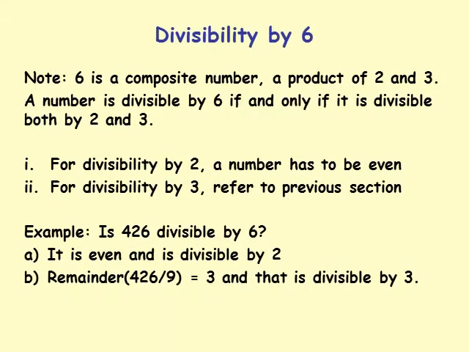Okay, let's continue here. The remainder of 426 divided by 9. So we're going to take out all the 9s we can, and whatever is left over is the remainder from dividing 426 by 9, and that is 3 from the digit sum. Okay, and that 3 is divisible by 3. So we pass the first test of divisibility by 2, and we pass the second test of divisibility by 3. Okay, so that means 426 is divisible by 6.